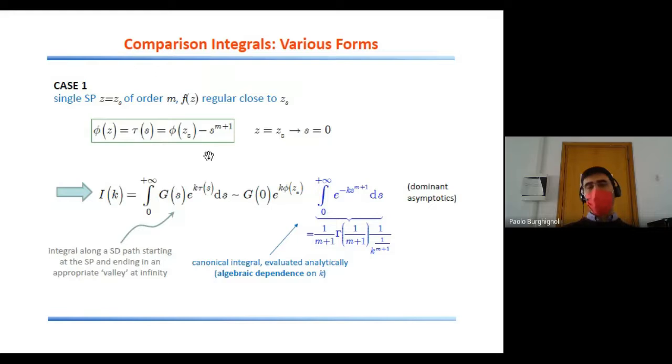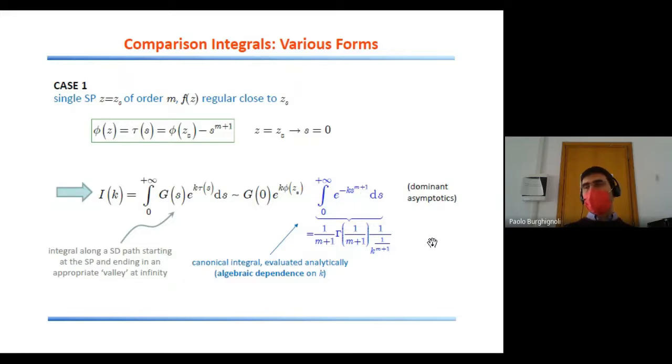Now, with this change of variables, the evaluation, at least for the dominant asymptotics, proceeds as we have already seen. So we replace the function g with its constant value at the origin, which can be taken outside of the integral. The exponential function splits into a constant term, which is also taken outside of the integral, e to k phi evaluated at zs. And what remains inside the integral is, in blue here, an integral in s that goes from 0 to plus infinity, and the integrand is e to minus k s to the power m plus 1.